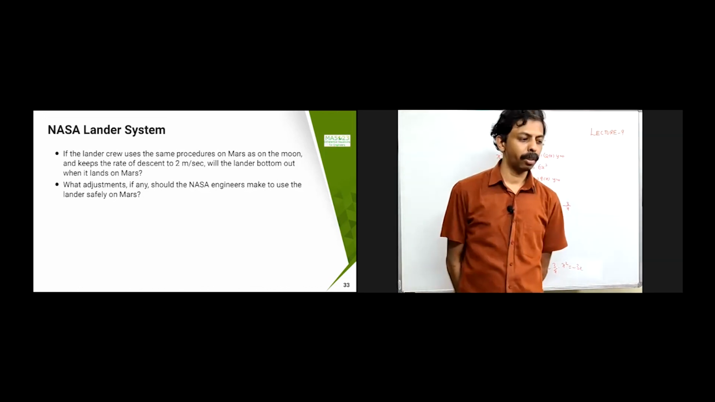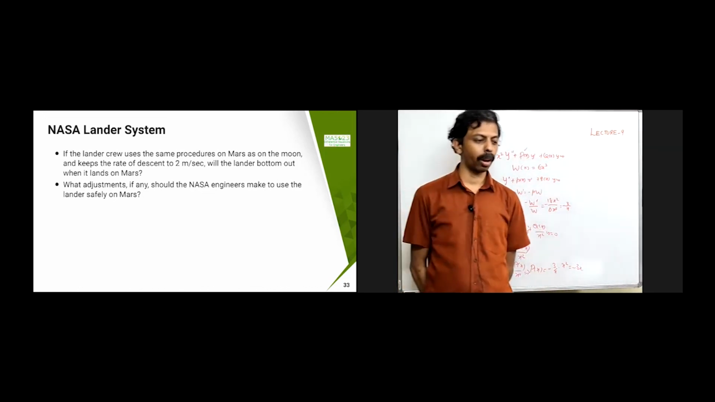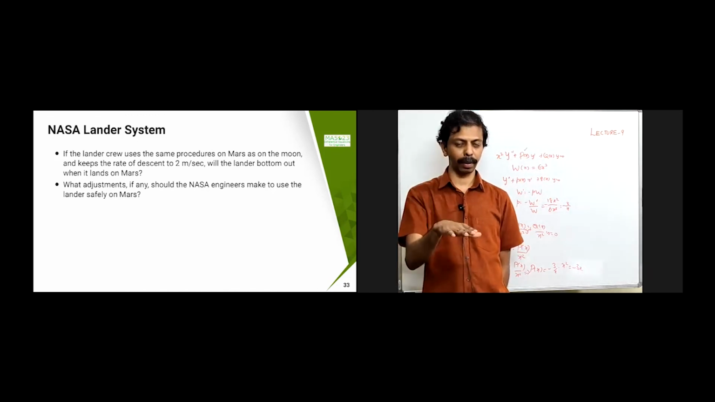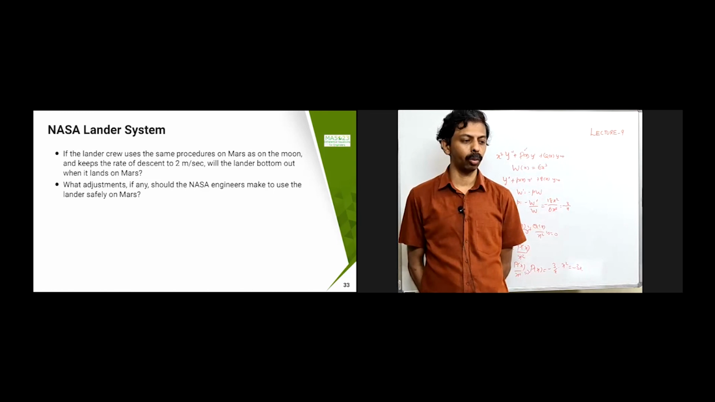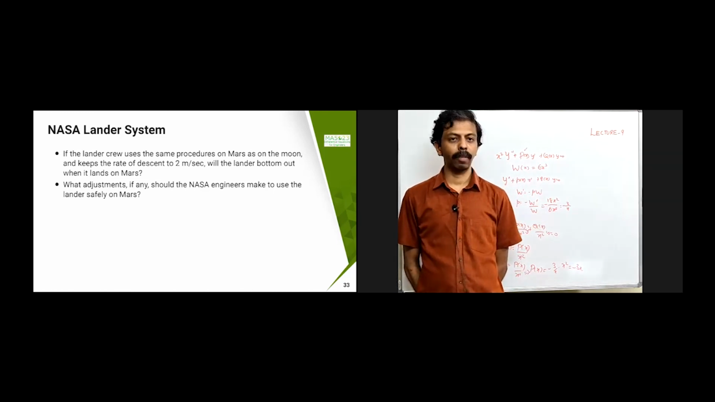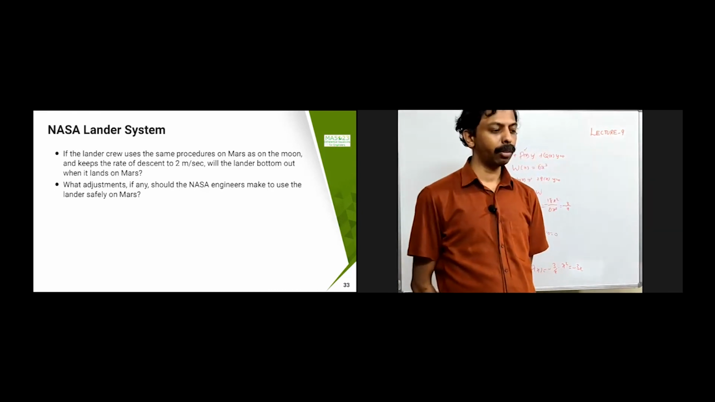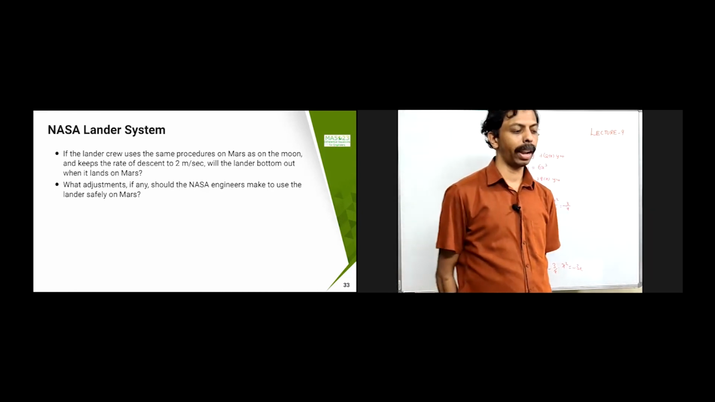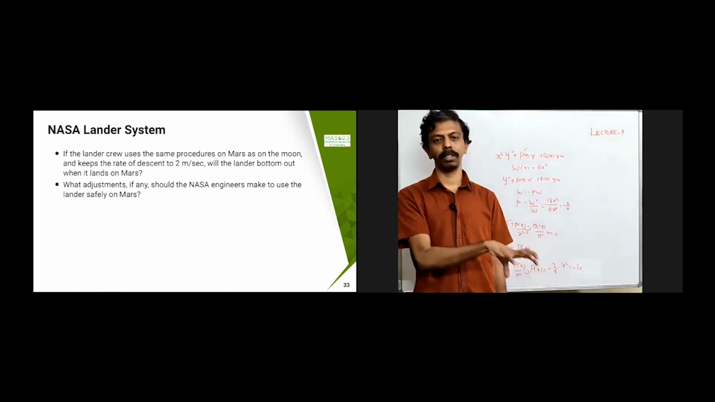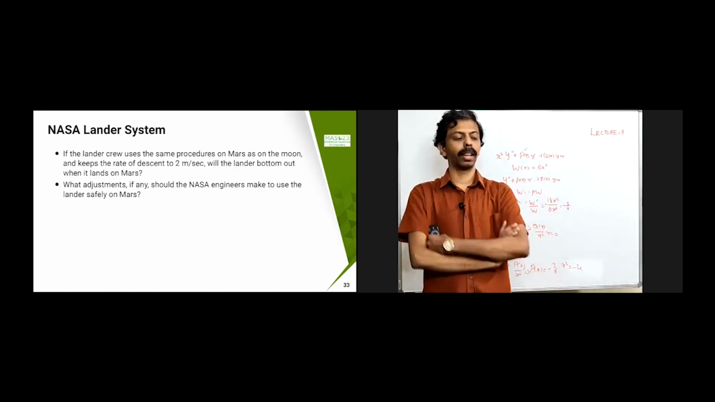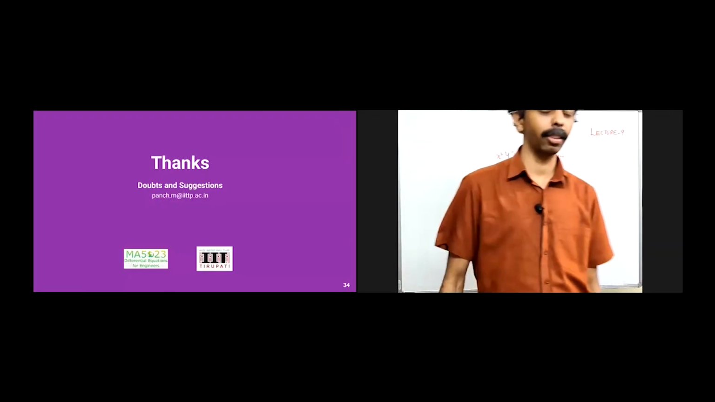Next question: suppose the lander crew uses the same procedures on Mars as on the Moon and keeps the rate of descent at 2 meters per second. If they do, will the lander bottom out, or will it land on Mars? That also you can answer. What adjustment, if any, should the NASA engineers make to use the lander safely on Mars? The vehicle which they take from the Moon mission, which they are going to use on Mars, can we do that? That's the question we need to answer. So this I leave as an exercise. You explore that, and then you can see. Thank you.